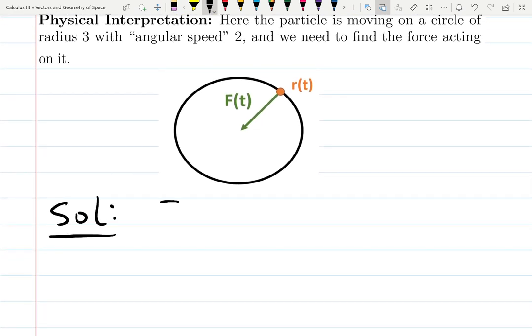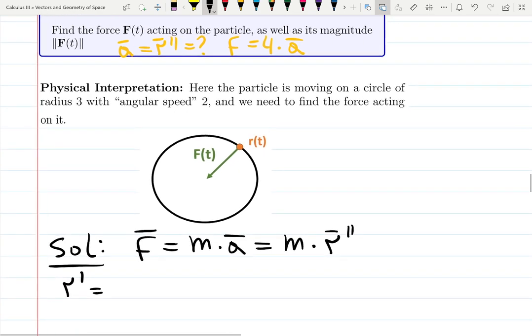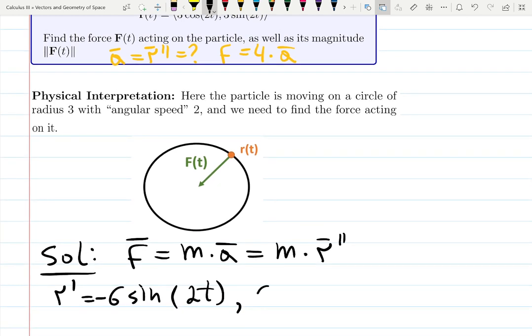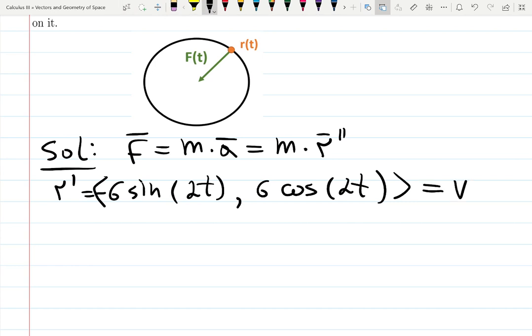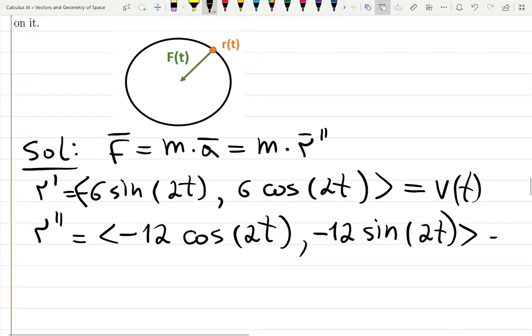Solution. Your job is to remember the formula really fast: m times a, but a is the second derivative of r. Let's find two derivatives really fast. r prime: look at the function, 3 cosine 2t. Chain rule: 3 times 2 is 6, cosine gives me minus sine of 2t, so it gives you minus 6 sine 2t, comma, 3 times 2 is 6, cosine of 2t. One vector is done. This vector is called v, the velocity. It doesn't really matter in this case, because we just need the second derivative. Repeat the process: 6 times 2, minus 12 cosine of 2t, and 2 times 6 is 12, but now it's minus because it's sine of 2t. This is called acceleration, and this is what we need.